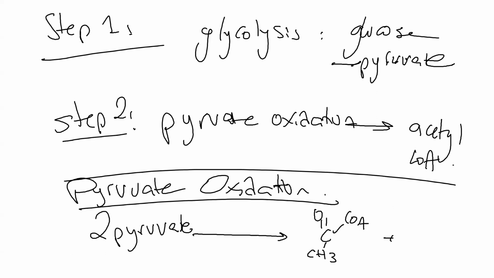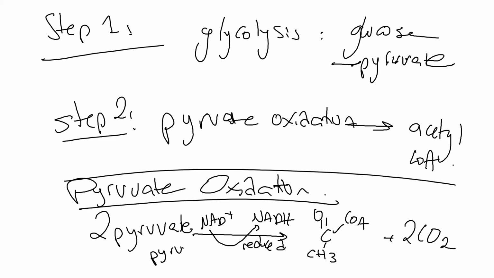Plus 2CO2. Of course, here the NAD plus will be reduced to NADH. And the enzyme which is used in this reaction is called the pyruvate dehydrogenase enzyme. So of course, since we started with 2 pyruvate, it will end up with 2 acetyl-CoA.